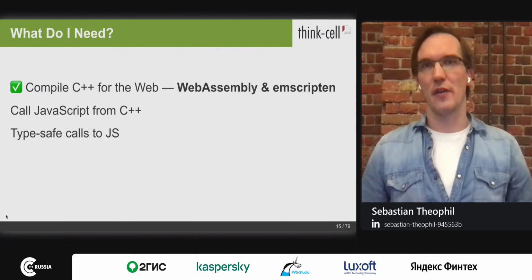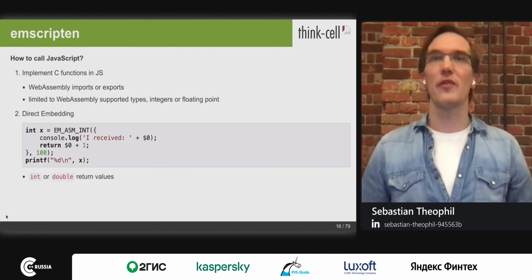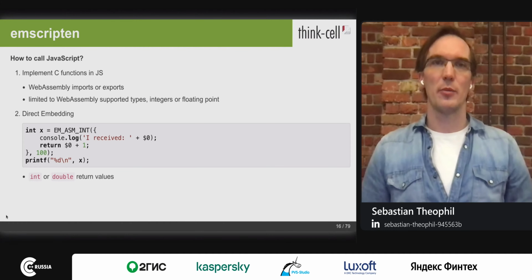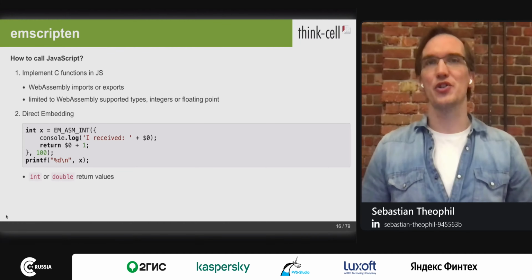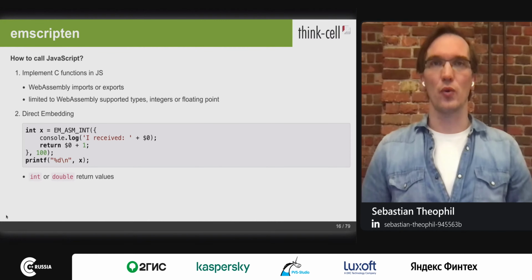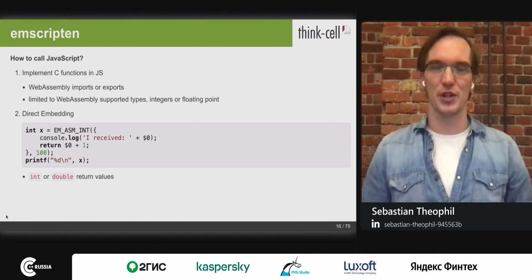Okay, so we can get C++ onto the web, thanks to WebAssembly and Emscripten. How can we call JavaScript from C++? Well, we've already seen one way. We have seen that WebAssembly and JavaScript can import and export each other's functions and call each other. But these are limited to integer and floating point parameters and return types. Now, Emscripten provides another way to call JavaScript from C++. You can directly embed JavaScript code into C++ code if you surround it with this macro here.